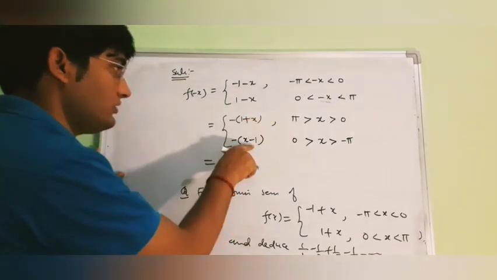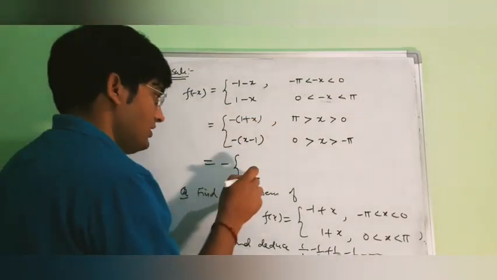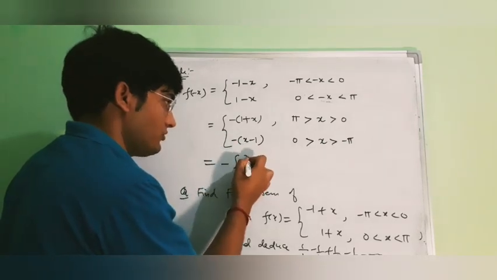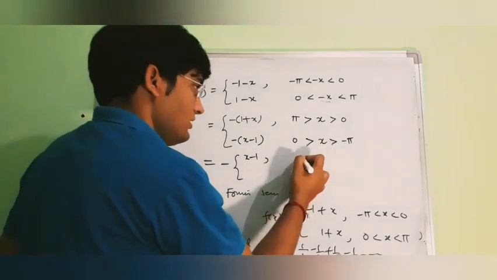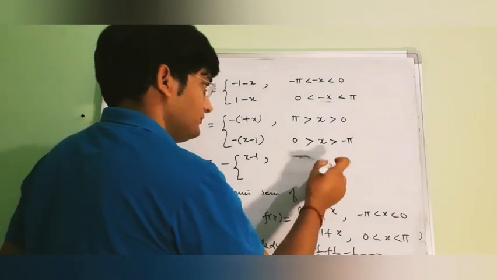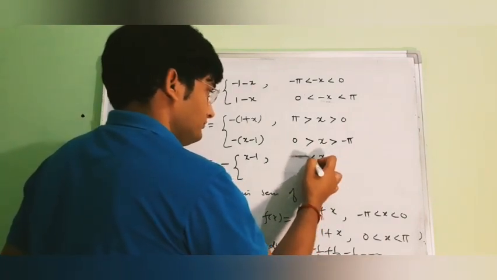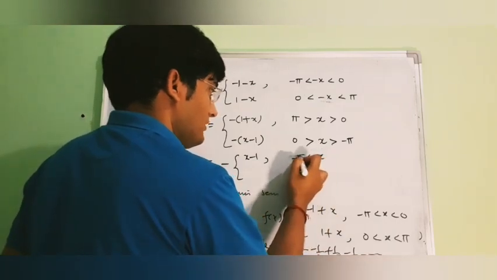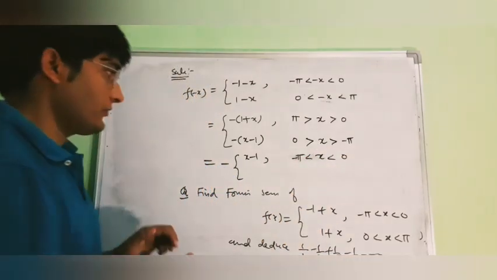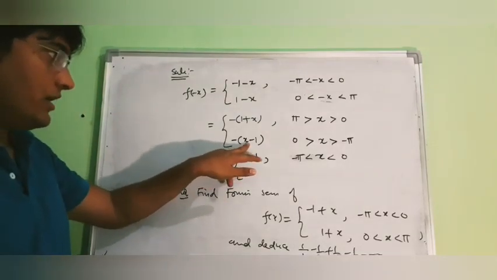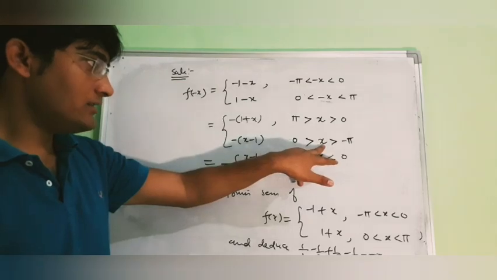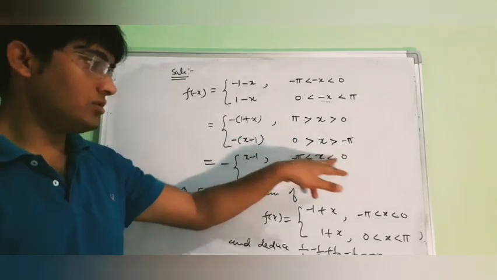If we take minus common, then we will have x minus 1. So this will be your minus, let us write this term first. So this will be your x minus 1 when your x is greater than minus pi and less than 0. See this term. We have written this term first. So this is your x minus 1 when your x is greater than minus pi but less than 0.